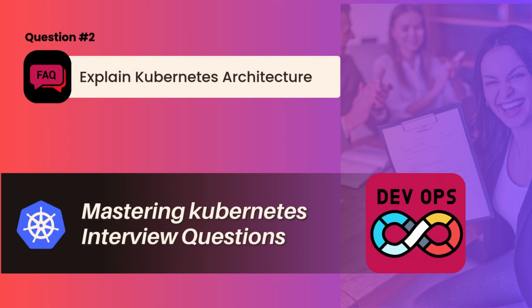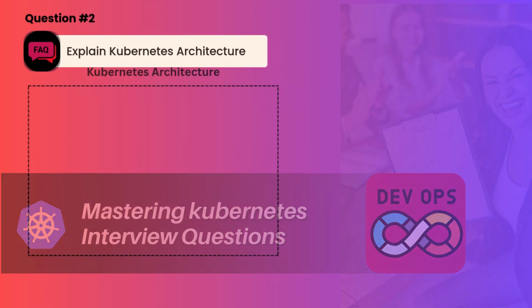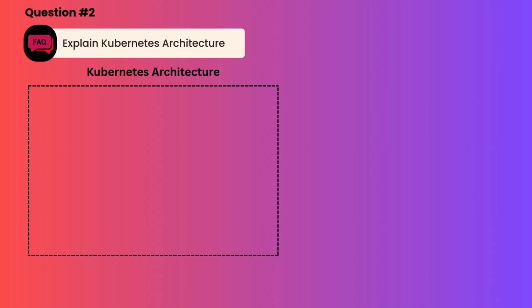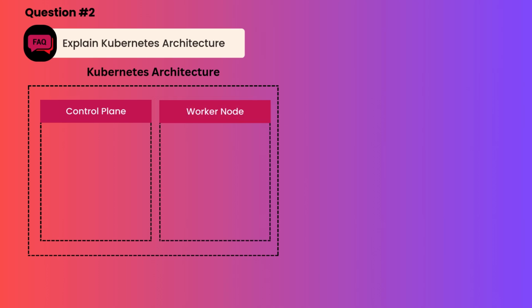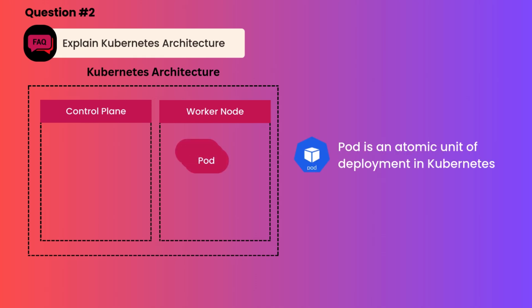Today's question is explain Kubernetes architecture. The Kubernetes architecture is built around the master and worker concept. The master, which is also called control plane, contains certain components which take care of cluster orchestration. Worker nodes are responsible for running applications inside the cluster.